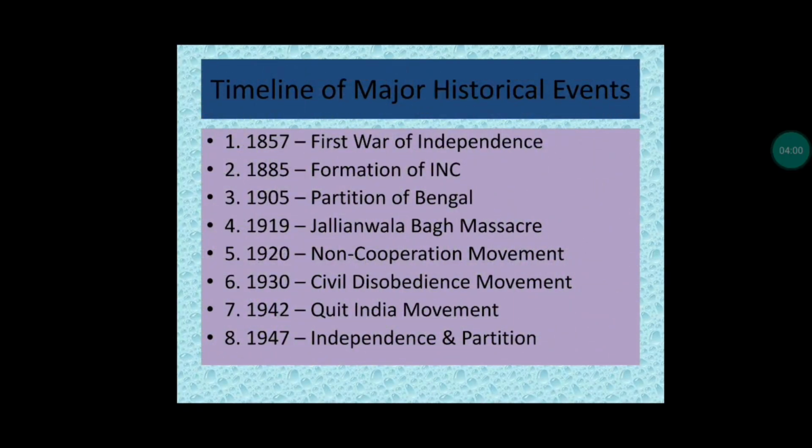Timeline of major historical events: 1857, First War of Independence; 1885, formation of INC; 1905, partition of Bengal; 1919, Jallianwala Bagh massacre; 1920, Non-Cooperation Movement; 1930, Civil Disobedience Movement; 1942, Quit India Movement; and 1947, Independence and Partition.